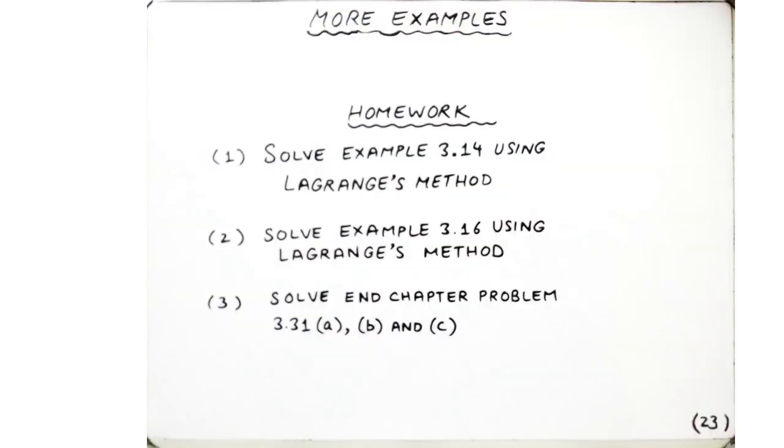As part of your homework exercise, you are required to solve the following examples and problems. The first of them being example 3.14, the hoisting system. There is another example 3.16 that is probably the first example in the textbook where the Lagrange method has been applied. And then you should also try to solve the end chapter problem 3.31 parts A, B, and C.